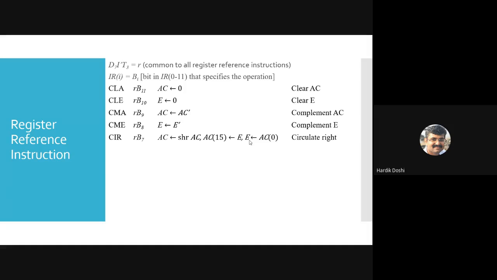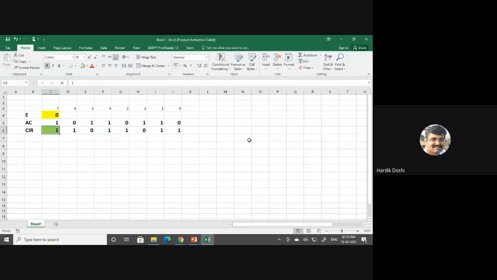Then what about CIL? Circulate left, which occurs at RB6. Say, for example, we take the same example. Bits 2, 1, and 0. Take the same example. What will be my output? I want to perform, just a minute, let us keep it as it is.